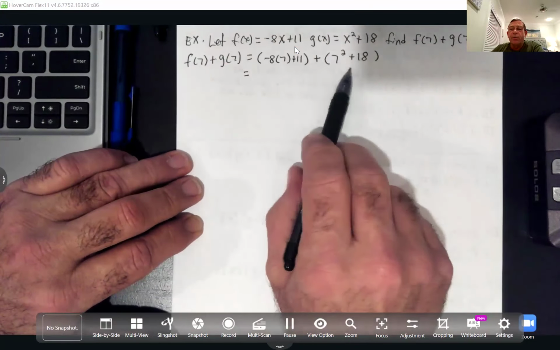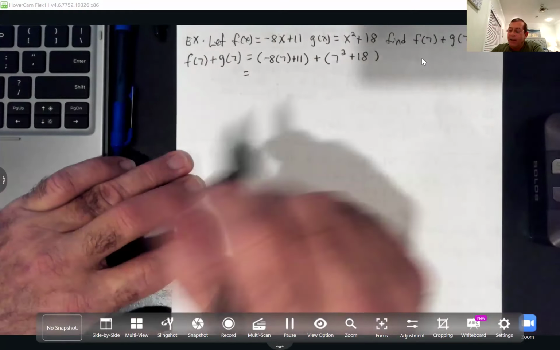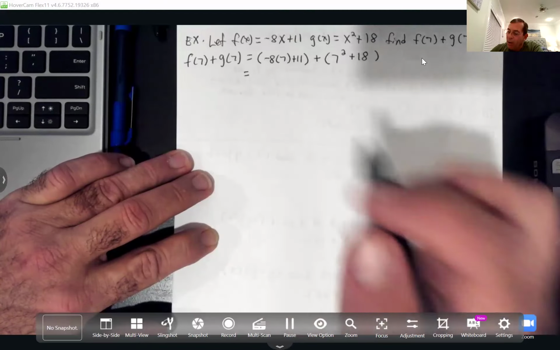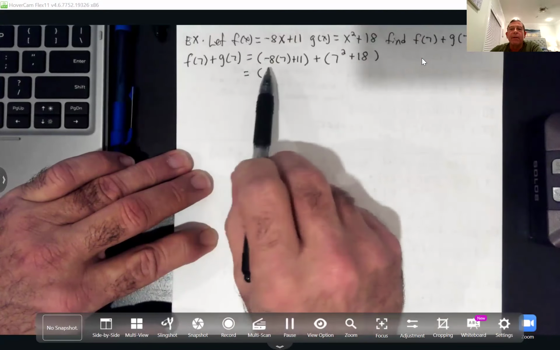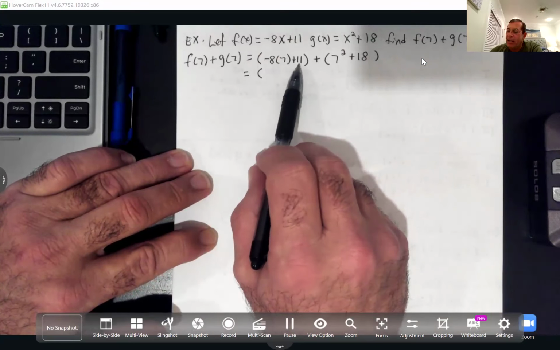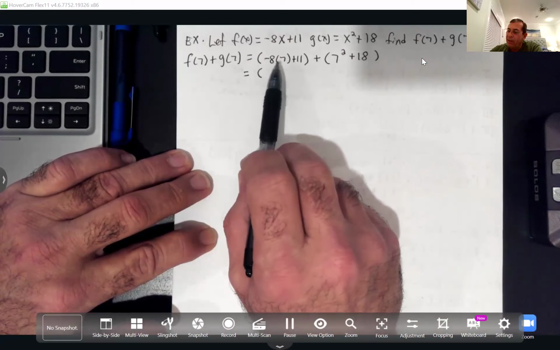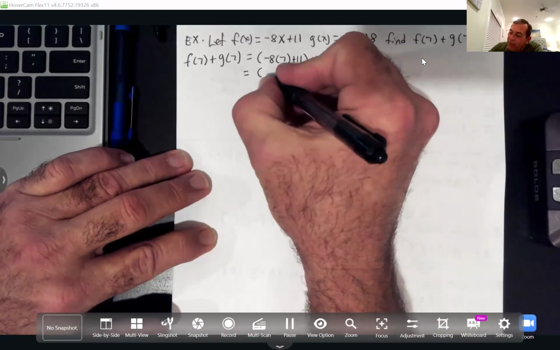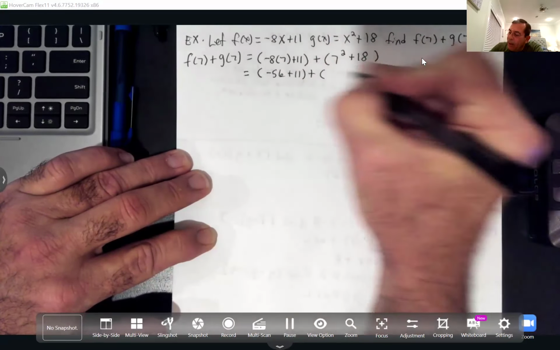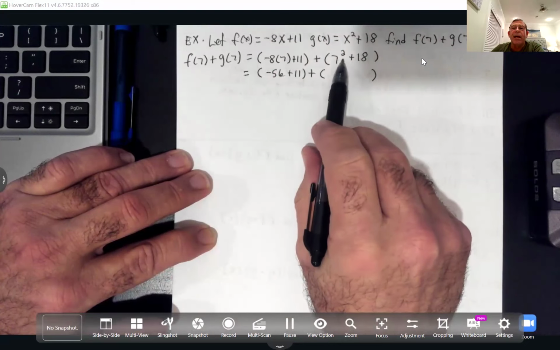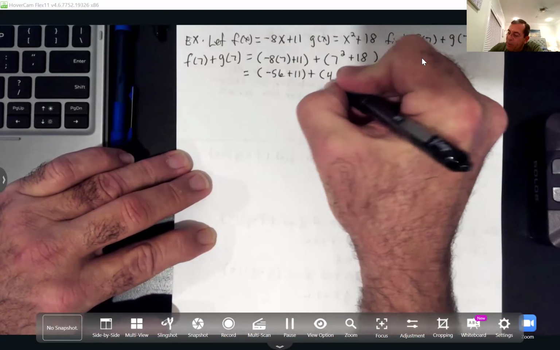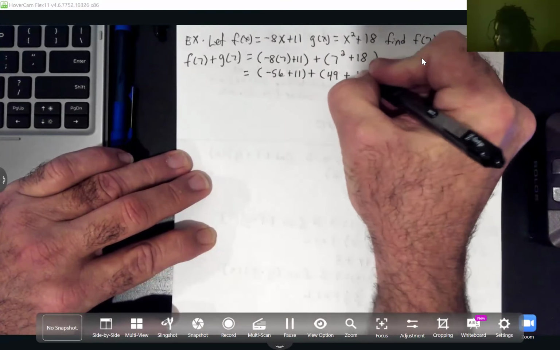So y'all look here, this one, since I got numbers in it, I can actually work inside these parentheses and follow my order of operations. So the first parentheses, you got -8 times 7 plus 11. You got to multiply first. So -8 times 7 will give you -56 plus 11. Second parentheses, you got to do exponents before you add. So 7 times 7 is 49 plus my 18.